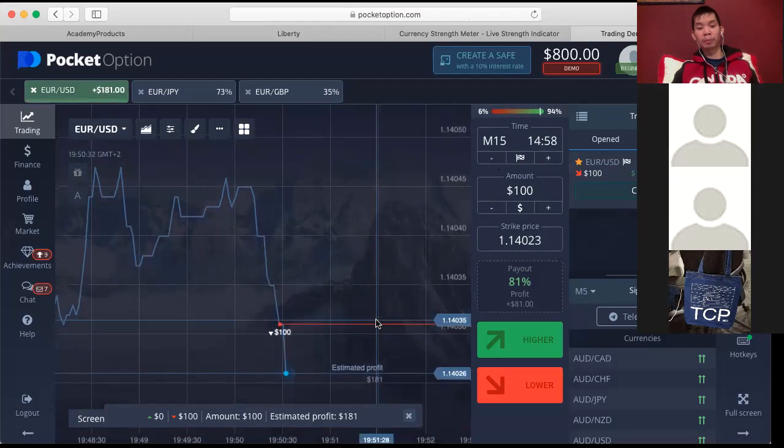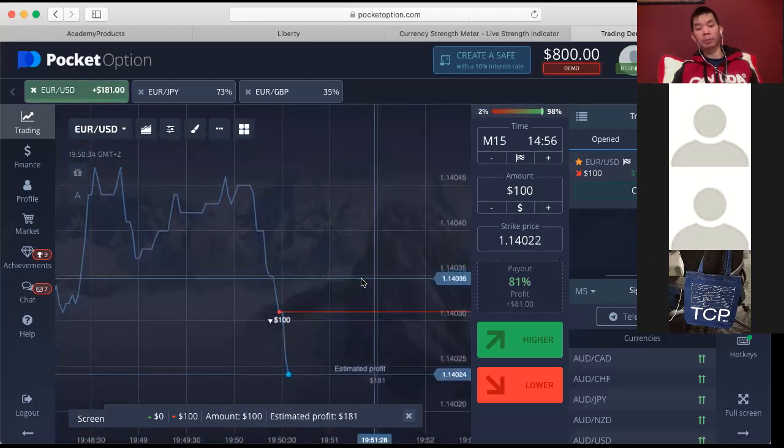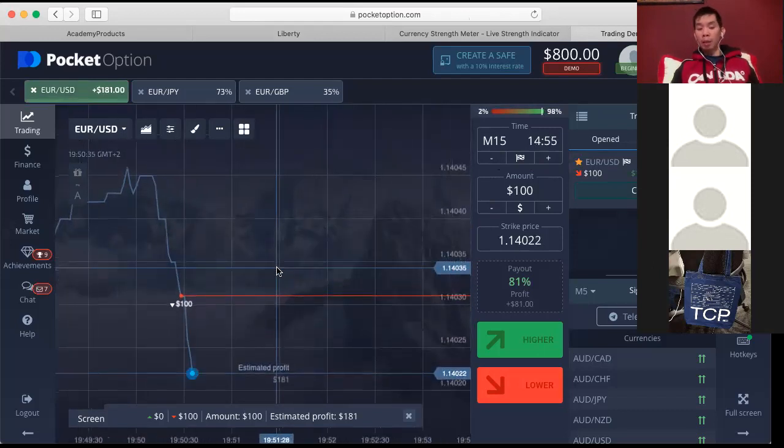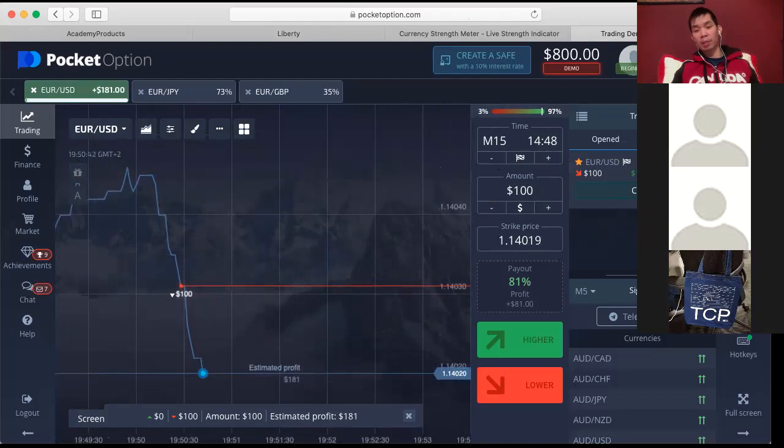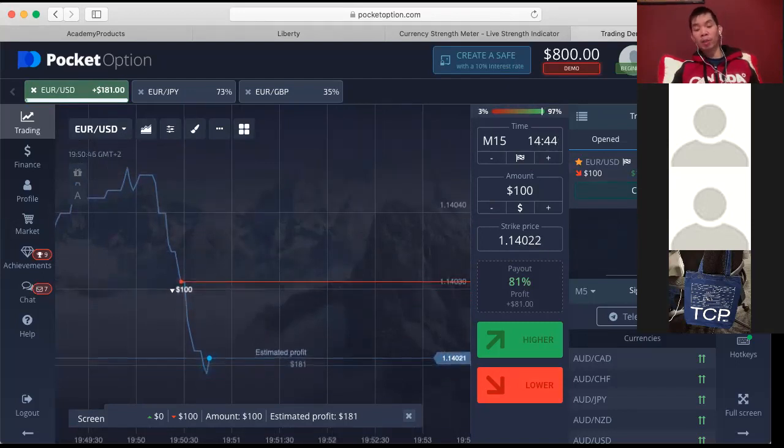If you are losing money, we lose $100. If you are making profit, you make $100. So let's just say, in this example, we just lost 100, but we're about to make 81. So we're still down a bit. But here's the thing, you're not going to win every single trade. That's just how it is, right?